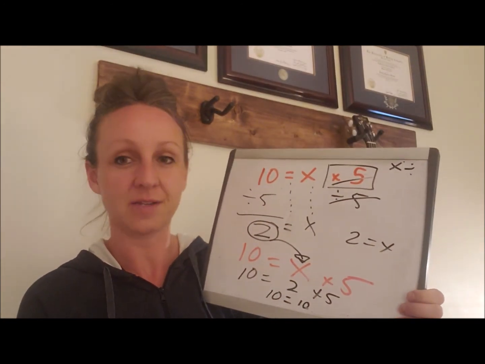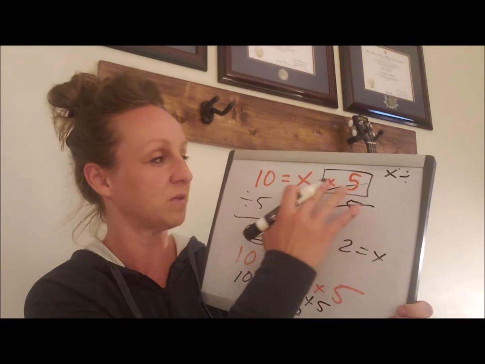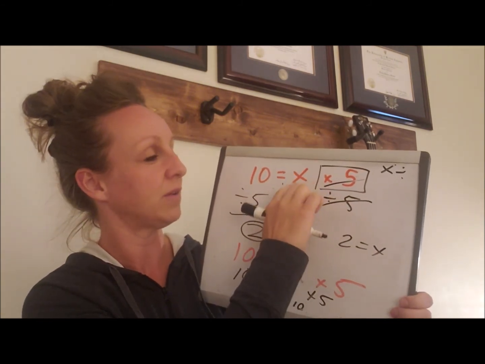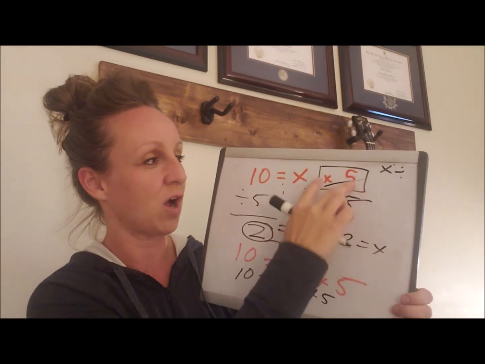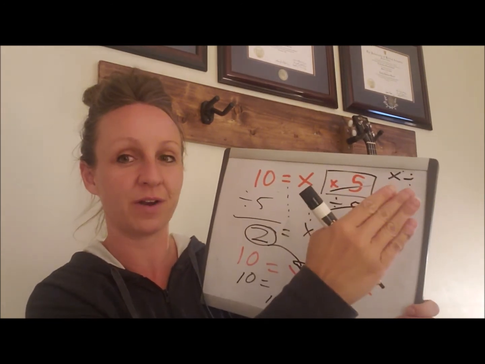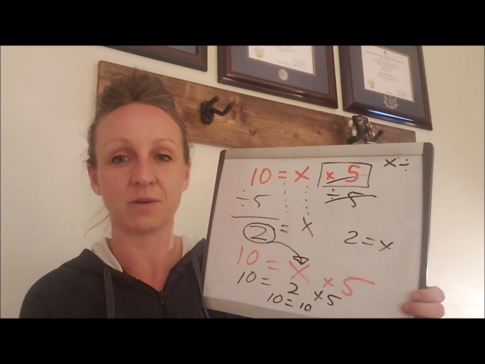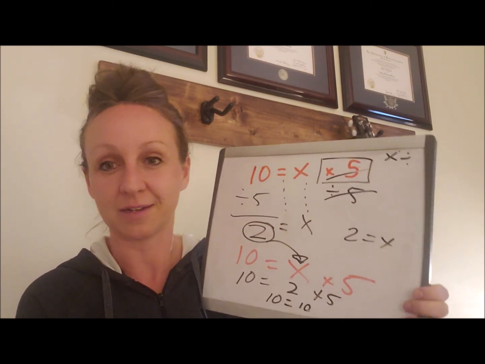So that is how we handle a one-step equation with multiplication when the variable is on this side of the equal sign, and you've got your operation and your number just to the right of the variable, set up in a perfect location for a switcheroo.